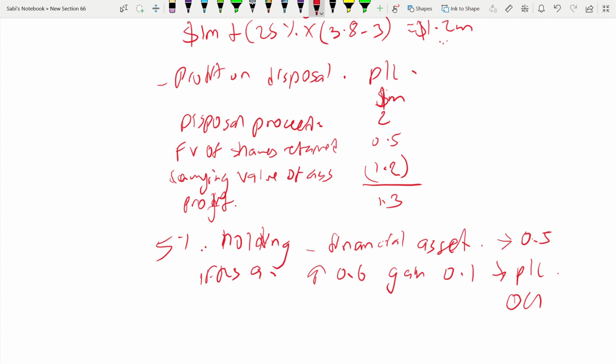But you can mention this also in your answer, that if the shares are not held for trading and irrevocable designation has been made, then it goes through OCI. Okay? Then the changes in the fair value go through OCI. So that's it.